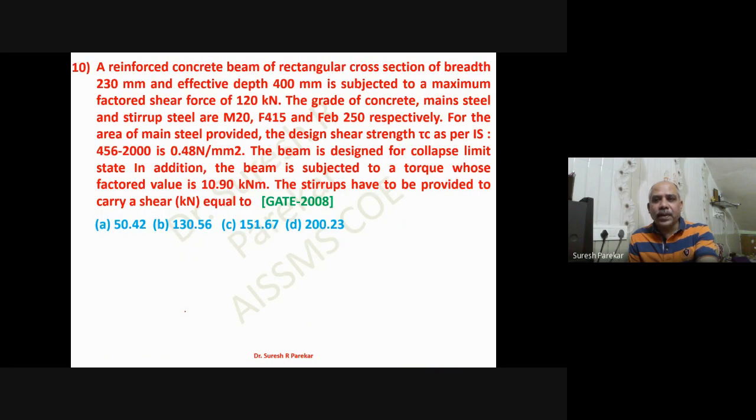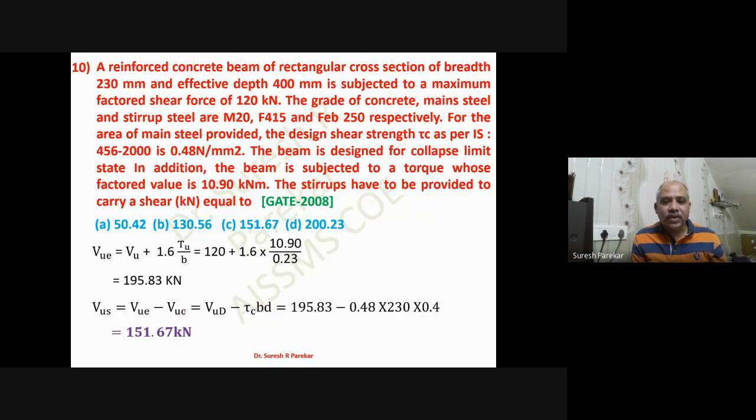Now a reinforced concrete beam of rectangular cross section of breadth 230, and here we are interested in the stirrups to be provided to carry a shear. So we have to find out the shear force, and here we have shear and torsion. If we go to IS, this will be the formula for the combined action of shear and torsion, and from this we get the value 195.83 kilonewton. This is the equivalent shear force.